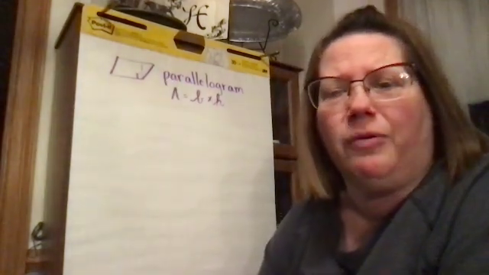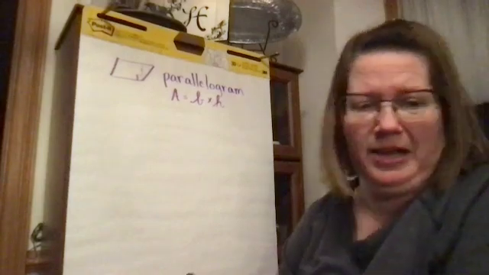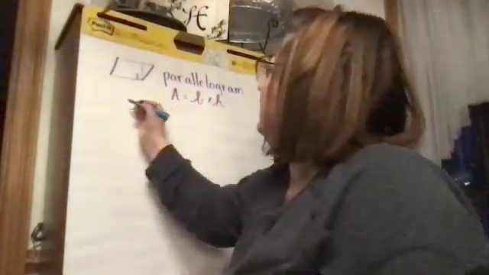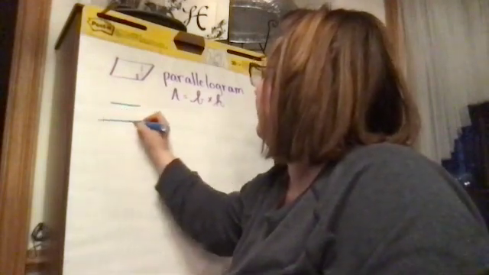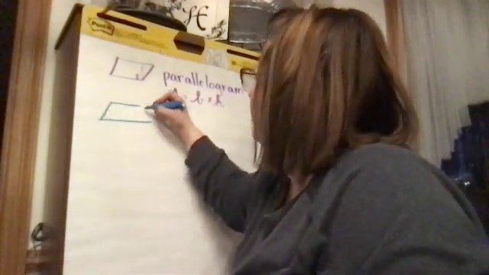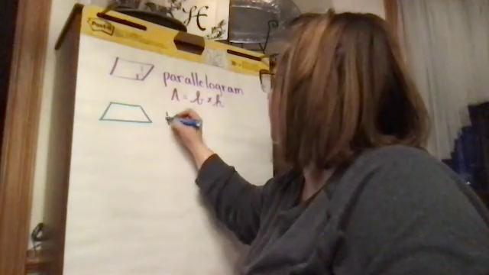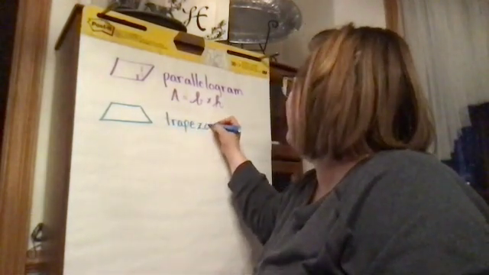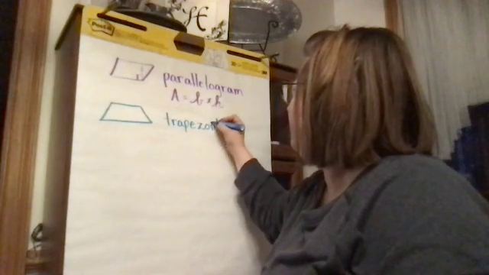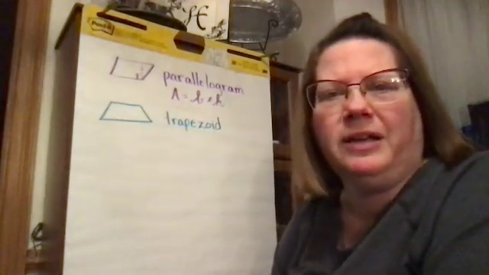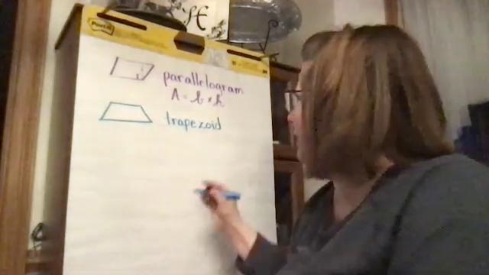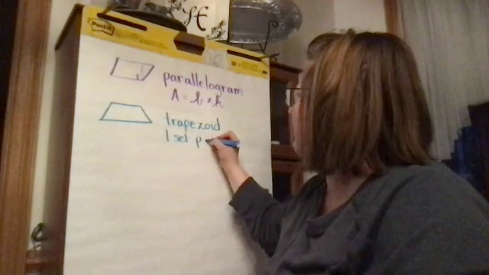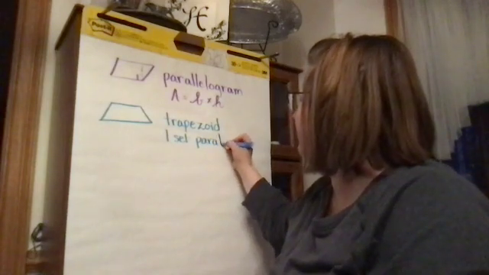Well, today we're going to talk about a different shape. And we're going to talk about a trapezoid. Now, how is a trapezoid different from a parallelogram? Well, when I look at that trapezoid, it's only got one set of parallel lines. We talked about that in class, and so I just want to remind you of that.